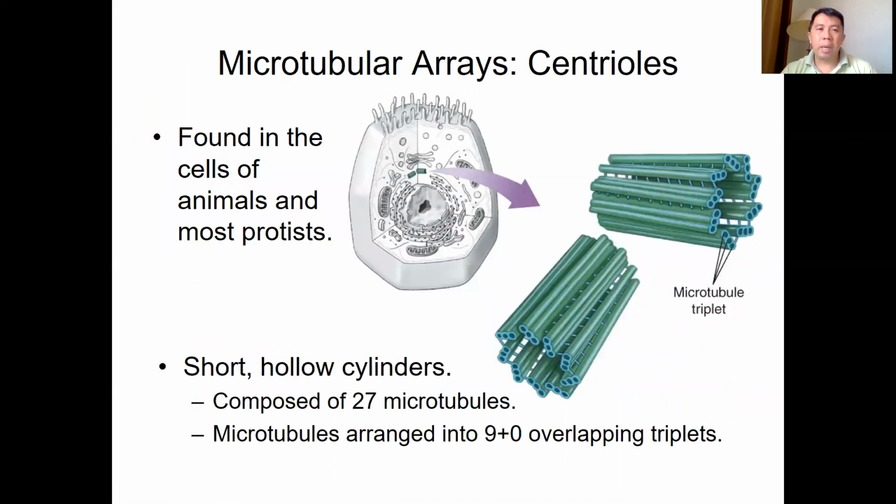Centrioles are a pair of short hollow cylinders. In this one, there are 27 microtubules. You can see here 1, 2, 3, 1, 2, 3. They have 9 sets, so all together it is 27 microtubules. These microtubules are arranged into a pattern of 9 plus 0. 9 is around, and 0 is at the center. The center has nothing, so it is 0.